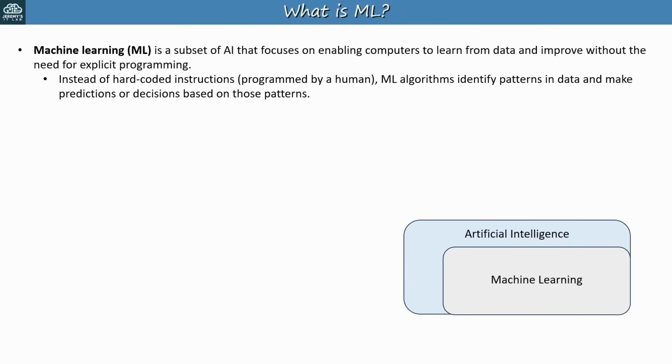So how does machine learning work? Let's break it down. At a very high level, it can be broken down into three parts. This represents the system or model that we want to train with machine learning.